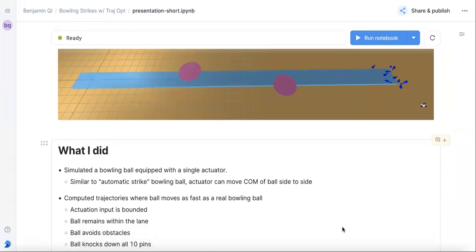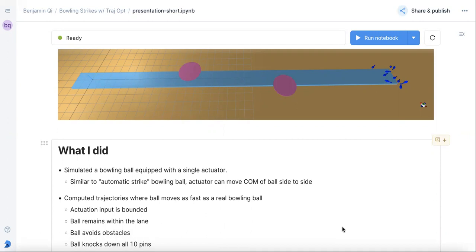So what I did in this project was simulate a bowling ball equipped with a single actuator inspired by the automatic strike bowling ball. The actuator has the ability to move the center of mass perpendicular to the direction of motion of the bowling ball.